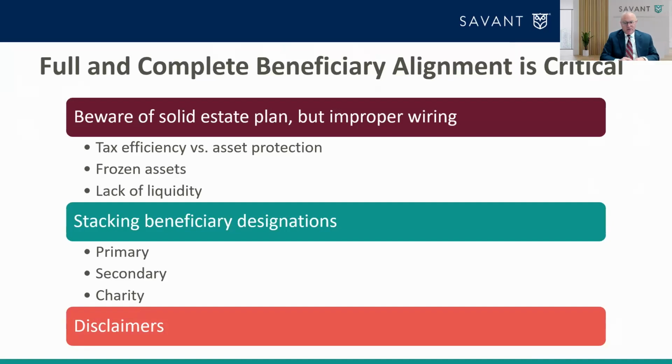Beneficiary alignment is critical. So we see this all the time. We work with our clients, our internal wealth transfer team here, and there are a lot of opportunities out there, and you have to really work the equation and get the fact pattern down, because there are some great opportunities to make sure that the wiring is correct. You can have a great estate plan, but terrible wiring causing very inefficient tax consequences.